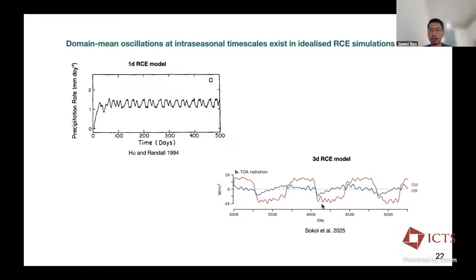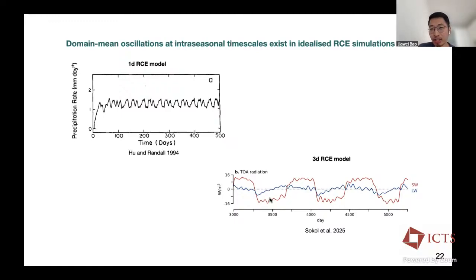Last year, there was another paper which used a three-dimensional radiative convective equilibrium model. They also looked at the response of the domain mean radiation. Here is the TOA radiation for the shortwave as the red line and longwave as the blue line. What you see here is first a very slow oscillation, which happens over around 300 days. So that's roughly an interannual timescale. If you look very closely, embedded within it are fast oscillations, which is the intra-seasonal oscillation that we talk about here. There are very pronounced fast intra-seasonal oscillations in a three-dimensional radiative convective equilibrium model. So we see that oscillations already appear in idealized radiative convective equilibrium simulations with a very simple setup.